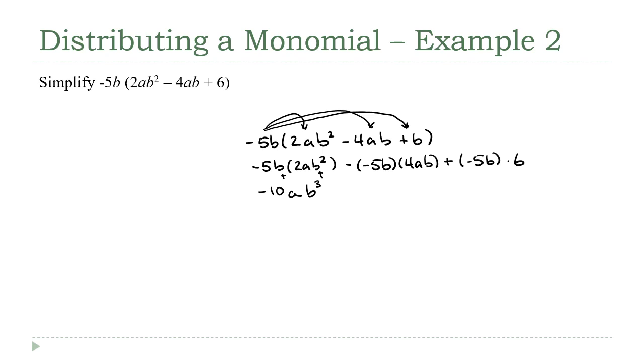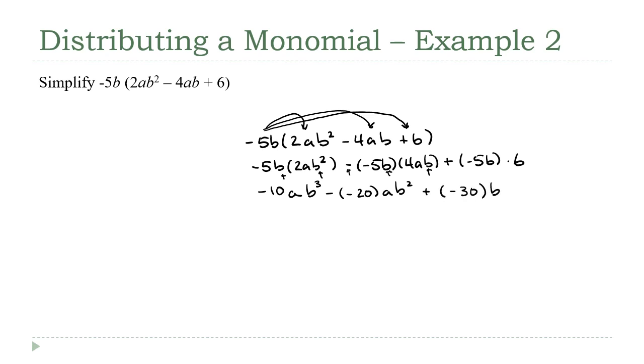All right, so how about this middle term? Well, I've got negative 5 times 4, that's negative 20. And I've got this negative here out in front, so that's negative 20. Let me actually write that out. This is negative 20ab squared, because I combine these two b's here, just like I did on the first term. And finally, negative 5 times 6 is negative 30b.